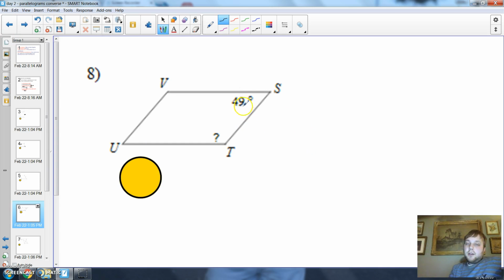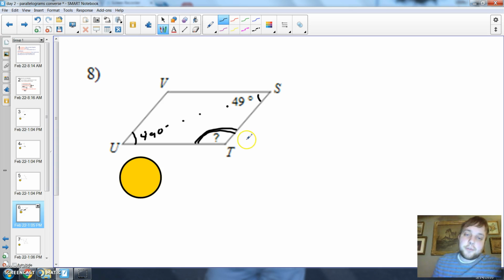Next. If this angle is 49 degrees, wait a minute. Is that the opposite angle? No. The opposite angle of this is 49 degrees. So that's 49 degrees. Also, isn't this acute too? So what do you think this one is? I don't rightly know. But I do know one thing.